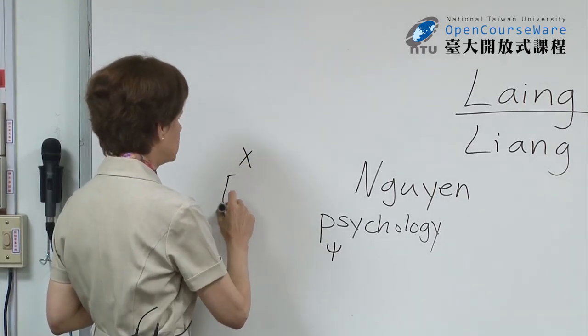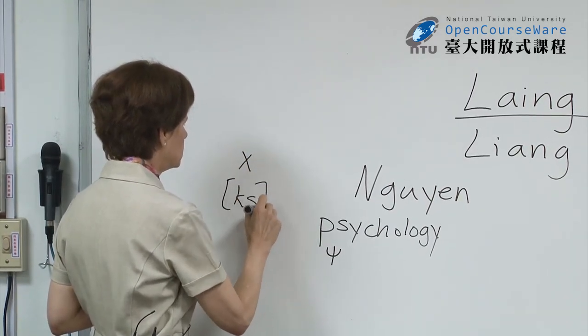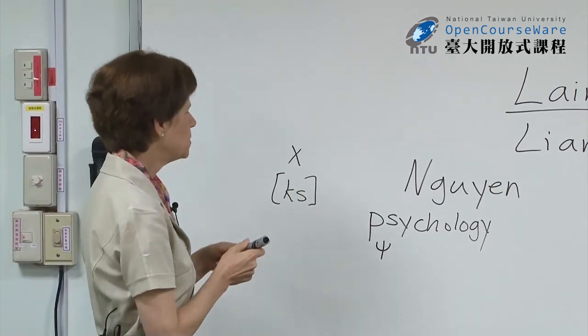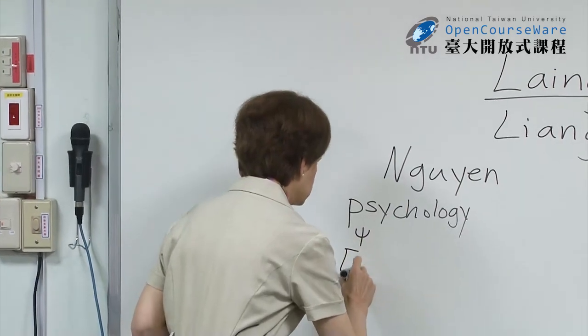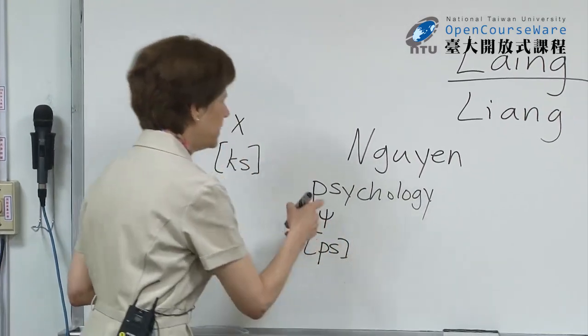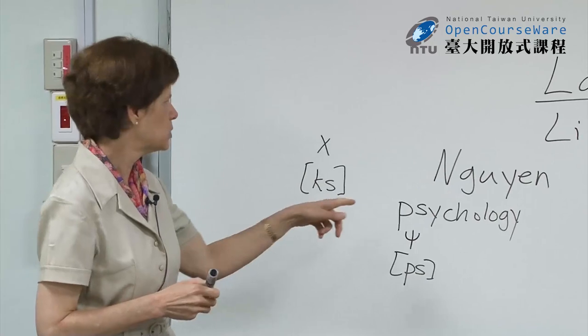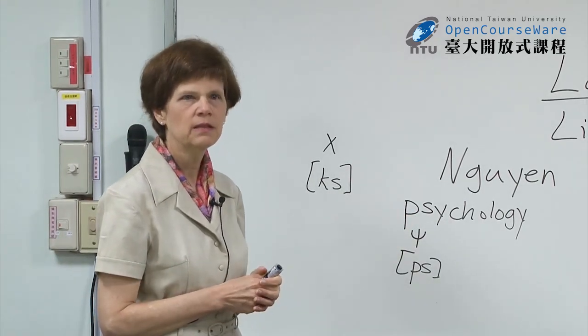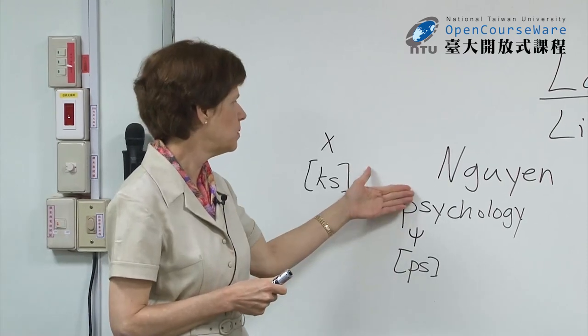X has got the sound of two consonants. Ks, ks. But Greek has another one. It's not KS, it's PS. And that's why you find a lot of these words in English with PS, but does English allow PS at the beginning of a syllable? Breaks our phonotactic rules, so we just ignore it.